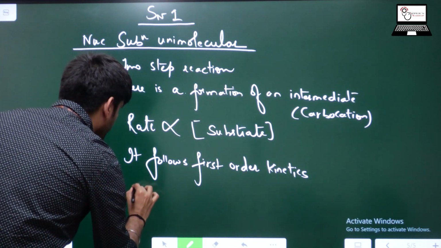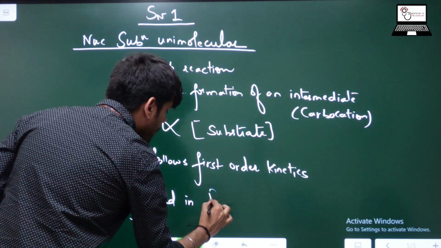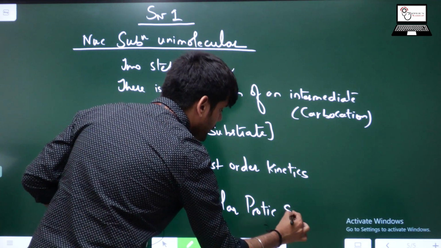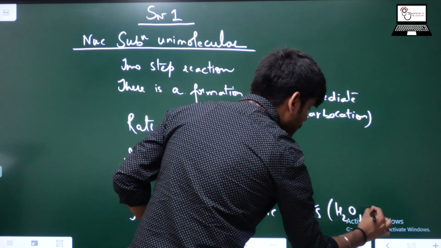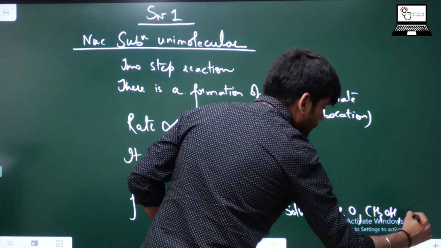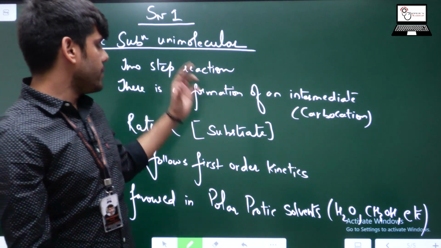And these reactions are favored in polar protic solvents. For example, we have water, methanol, ethanol, formic acid, acetic acid, and so on and so forth.